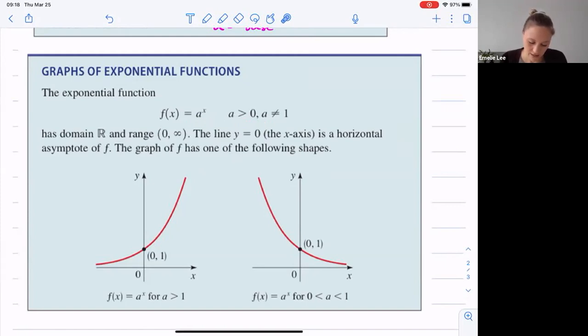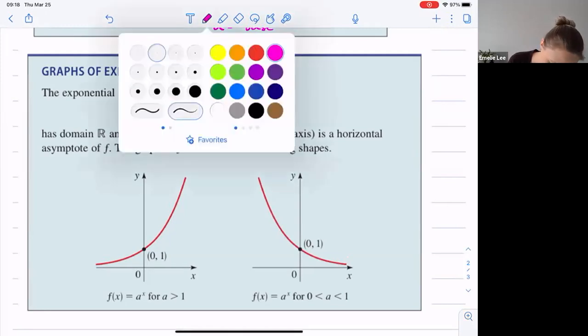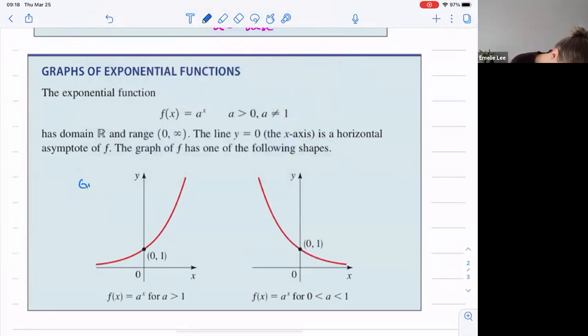So the domain for either of these functions, so here you have exponential growth, and here, this is what exponential decay looks like, okay? So this we'll call growth, and this is decay.